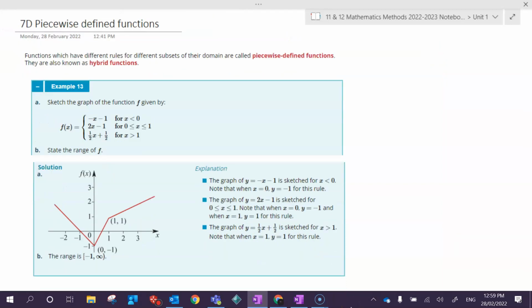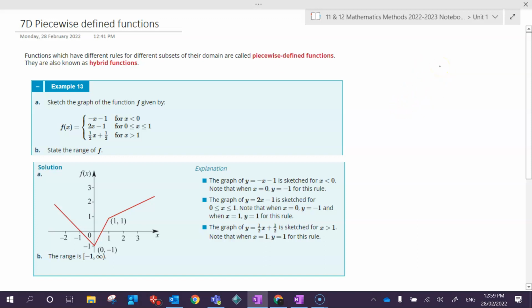Alright, we're looking at piecewise defined functions. We actually looked at one of these the other day when we were looking at domain and range. I think I described it as a car park, where it has different fees depending on how long you stay. The example was from 7C, where there were two closed-in circles, and that meant that it was not a function.